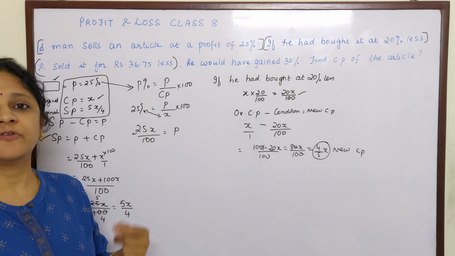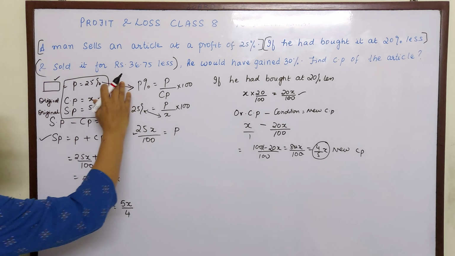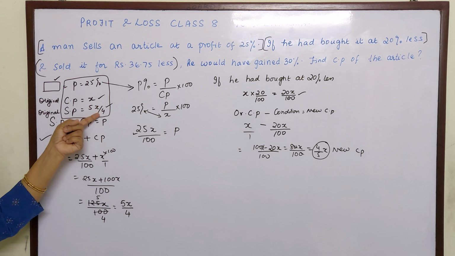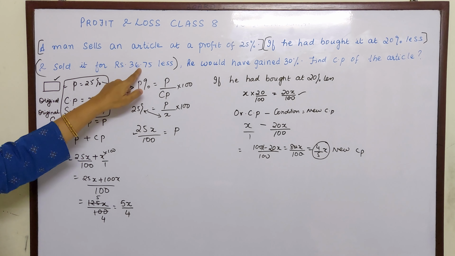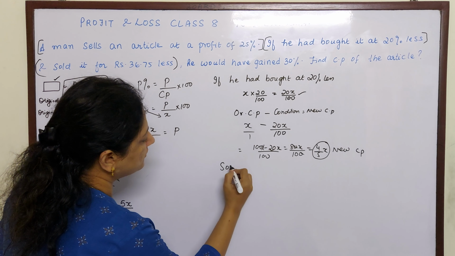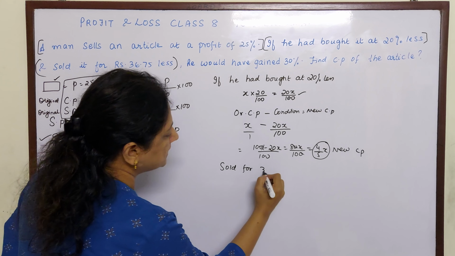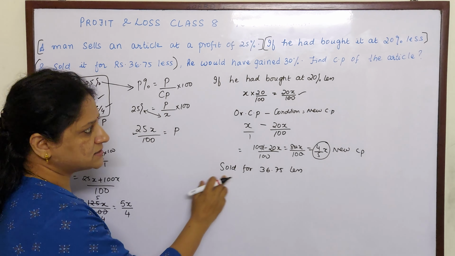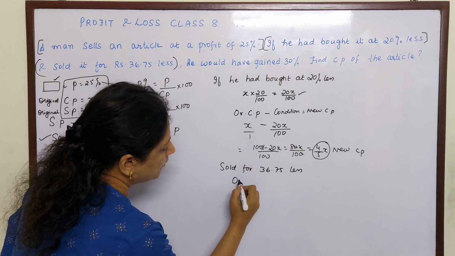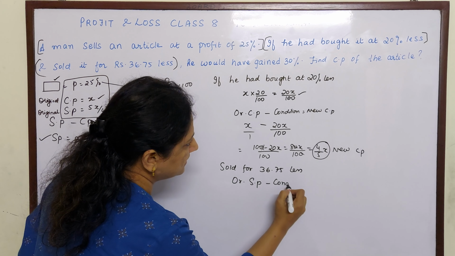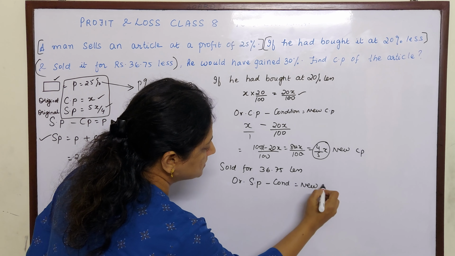This is the condition for selling price. So he is telling us the original selling price was this, but if you make it less by this much... So this is our next condition: sold for 36.75 less. So this is about selling price.